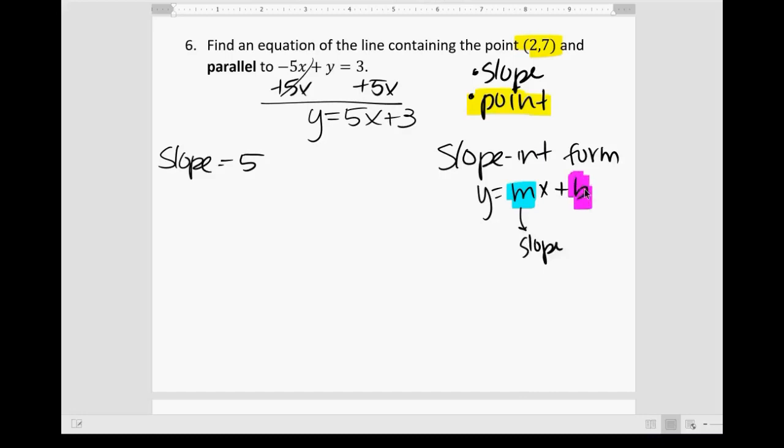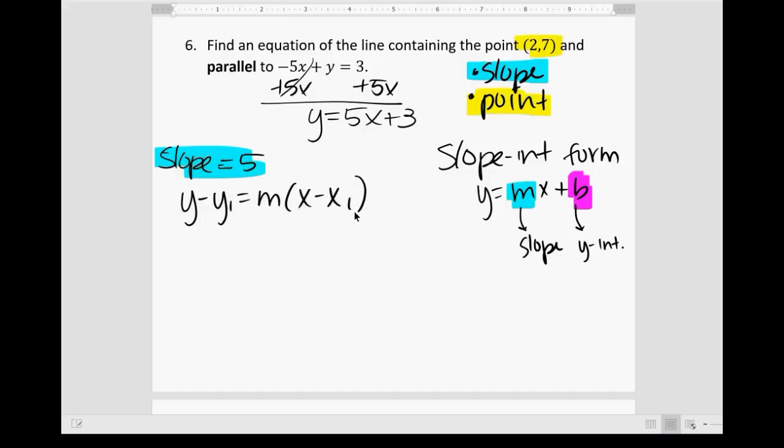And then b is your y-intercept. So we've got the slope of the line that we need, which is 5. So we've got our two pieces of information. Now we can write our equation. So y minus y1 equals m times x minus x1. We're going to plug in our x-coordinate and y-coordinate and then plug in the slope.